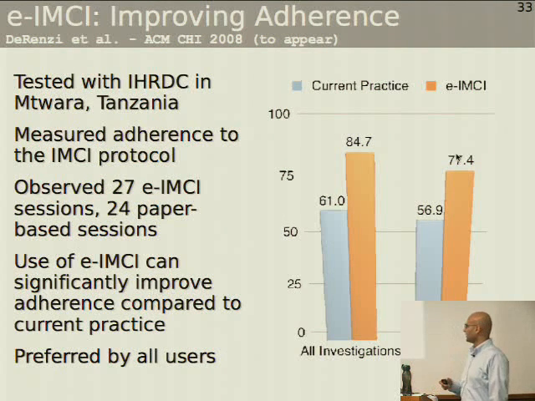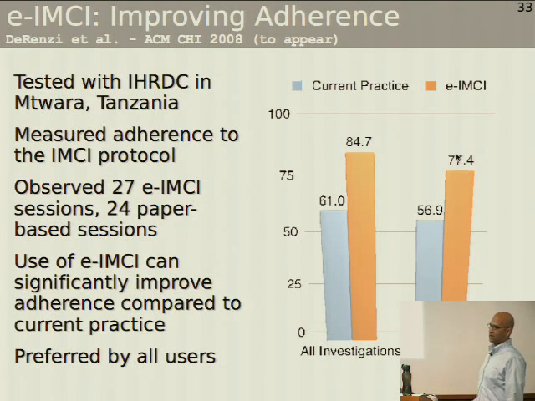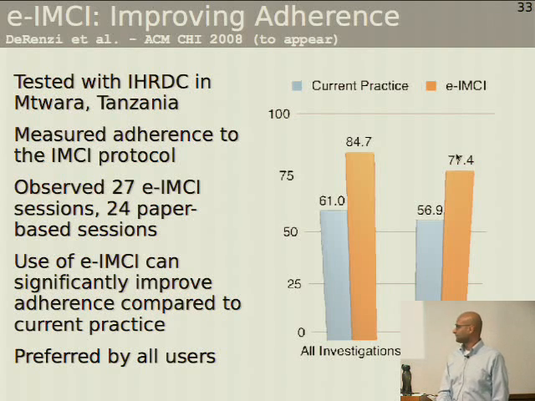in the sense that they follow the protocol more closely. So in the case of the paper-based practice, it turns out that only 61% of the time people were actually following what the protocol was telling them to do. When using eIMCI, that went up to almost 85%. In terms of actually giving the final advice to the patient, it turns out that only in 57% of the cases with the paper-based flowchart were the health workers actually giving the advice to the patient. When using the eIMCI, that went up to more than 77%.